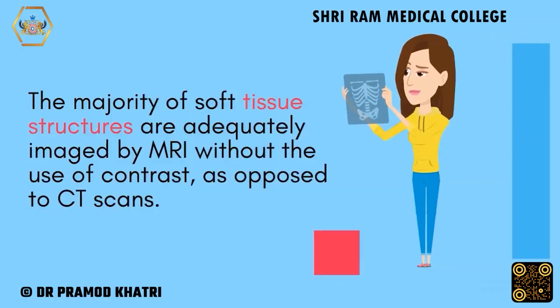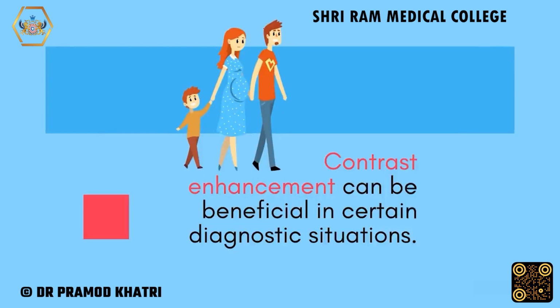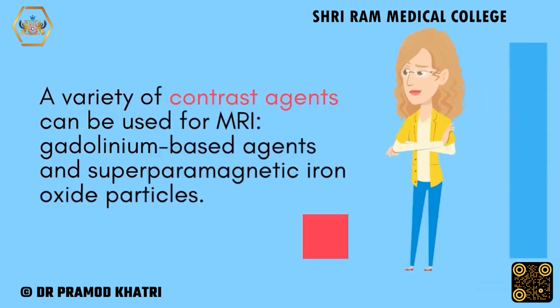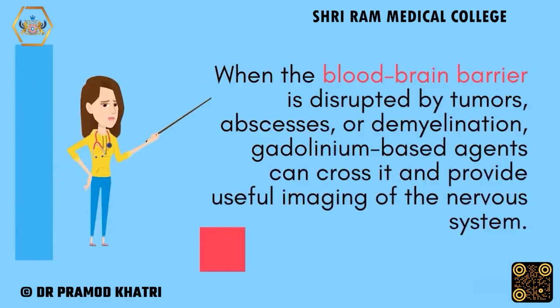The majority of soft tissue structures are adequately imaged by MRI without the use of contrast, as opposed to CT scans. Contrast enhancement can be beneficial in certain diagnostic situations. A variety of contrast agents can be used for MRI, gadolinium-based agents and superparamagnetic iron oxide particles. When the blood-brain barrier is disrupted by tumors, abscesses, or demyelination, gadolinium-based agents can cross it and provide useful imaging of the nervous system.